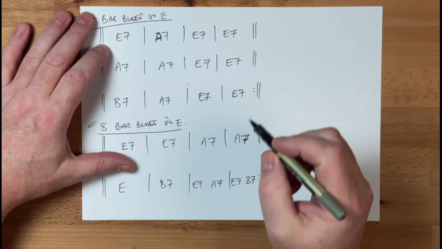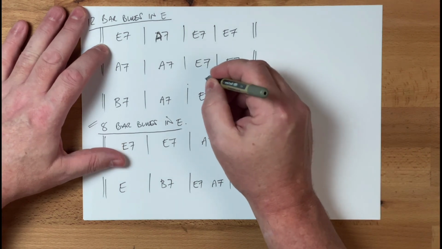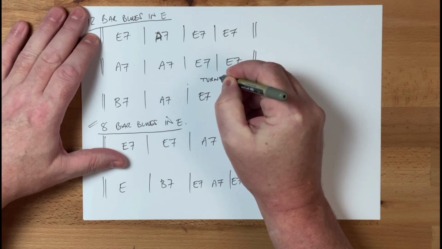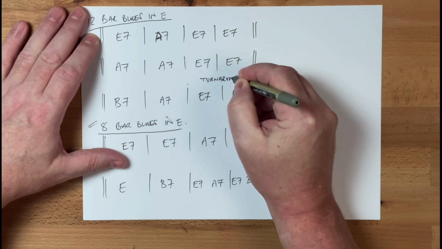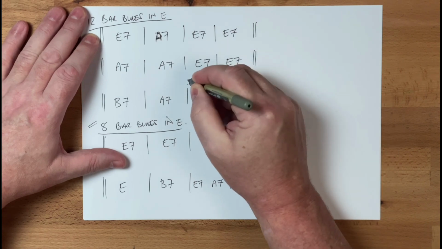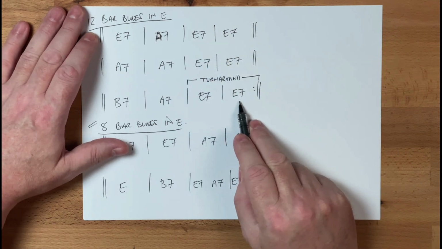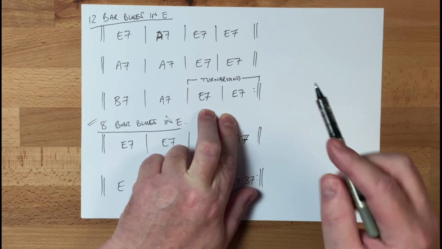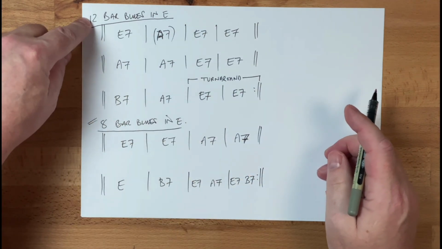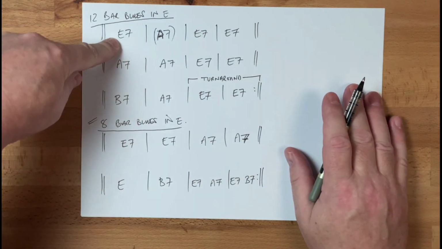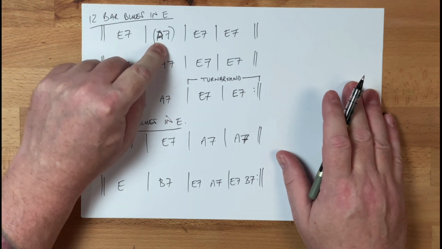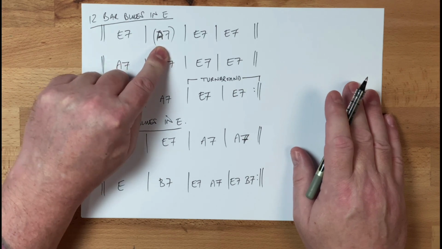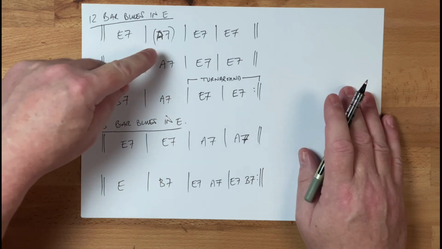But the important bit is for me to show you where the turnaround lives. In a 12-bar blues, the turnaround lives on the last two bars. Now you can see I've got E7 there. Instead of having this E7 for two bars, and actually, in a 12-bar blues, bar 2 could be an E7, but we can swap it out for chord 4, which is an A7, which is called a quick change.